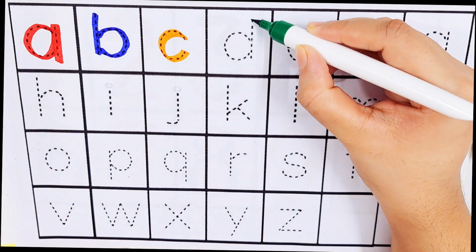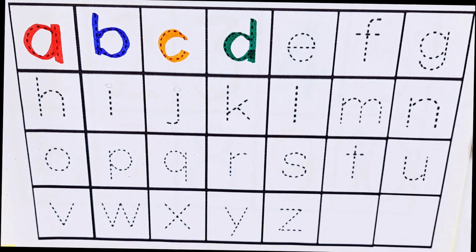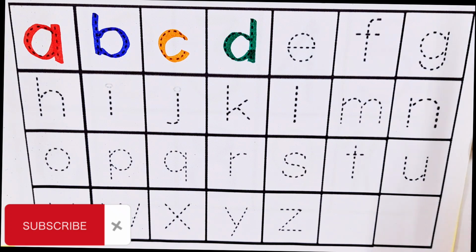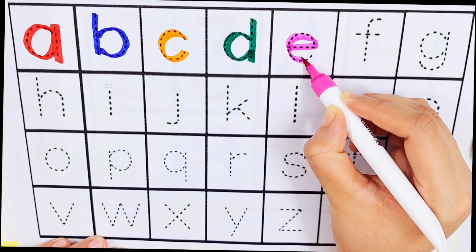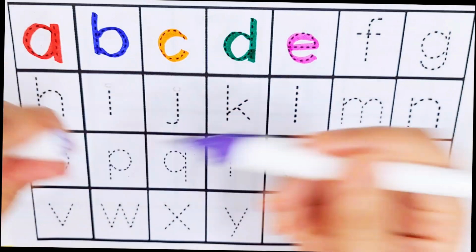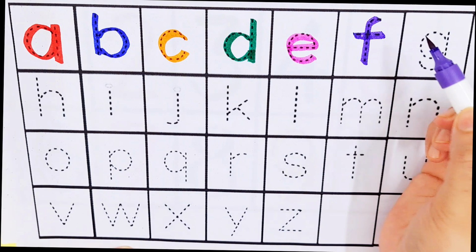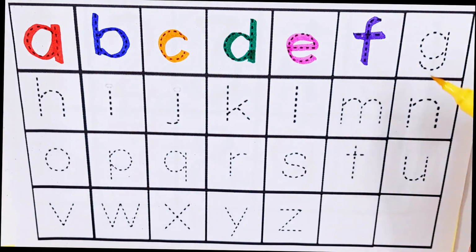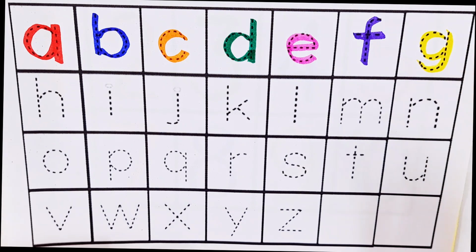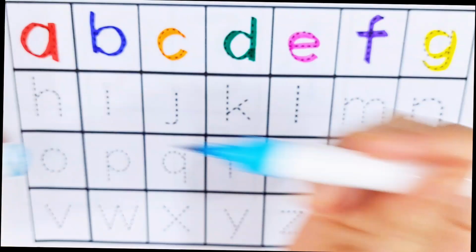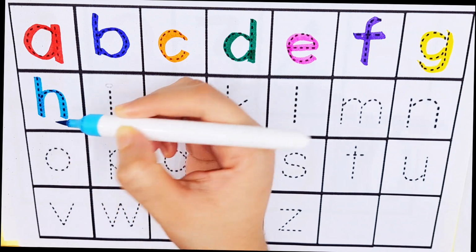Dark green color. D for doll. Purple color. E for egg. Violet color. F for fish. Yellow color. G for grapes. Sky blue color. H for hen.